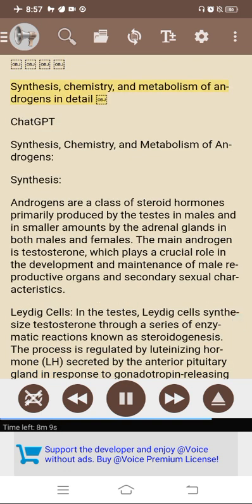Synthesis, chemistry, and metabolism of androgens in detail. ChatGPT. Synthesis, chemistry, and metabolism of androgens.